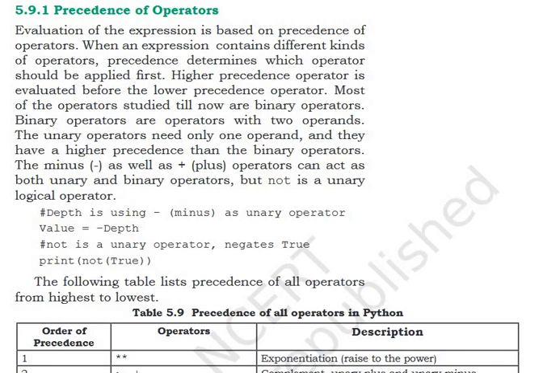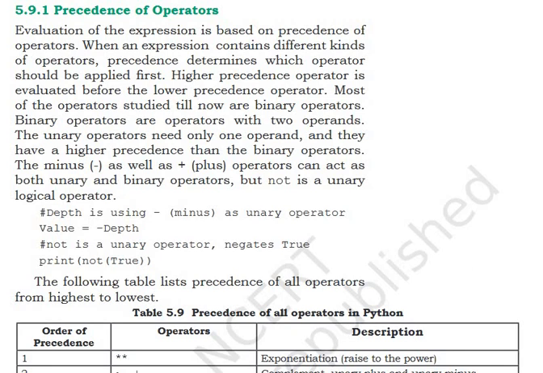Precedence of operators in Python. Evaluation of the expression is completely based on the precedence of operator. Which operator is to be evaluated first, if we have more than one operator in an expression?